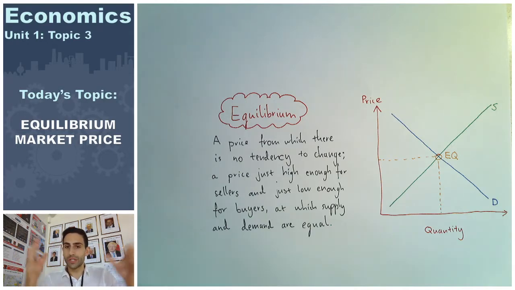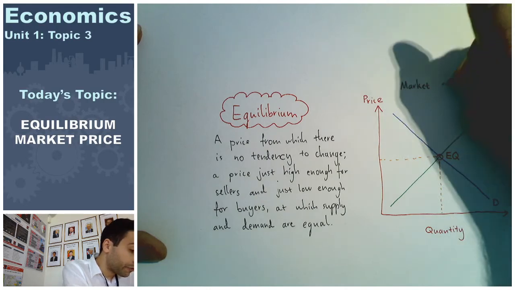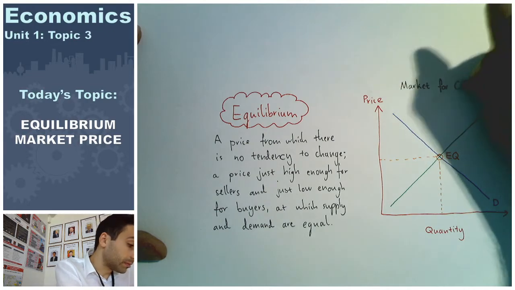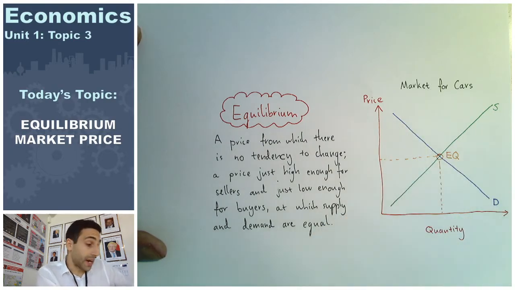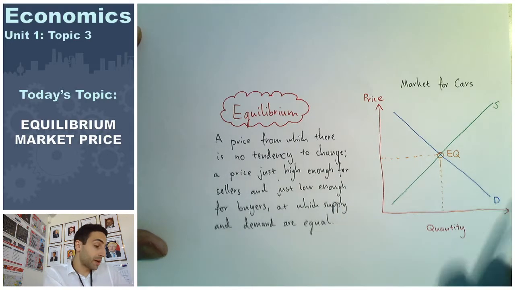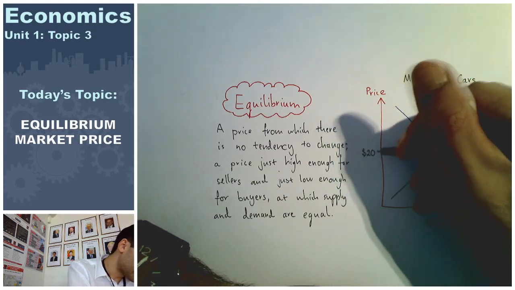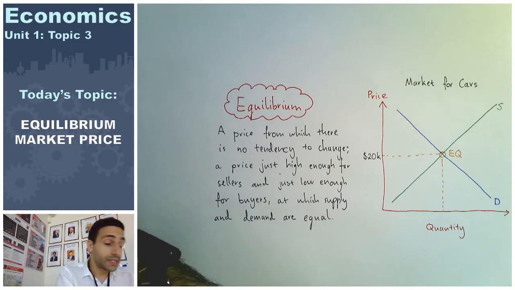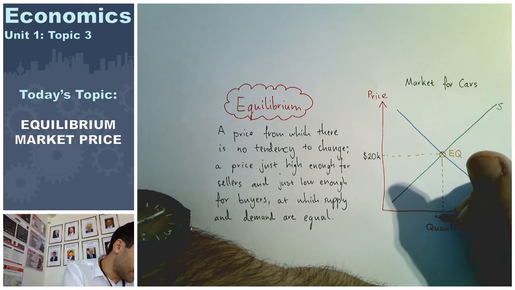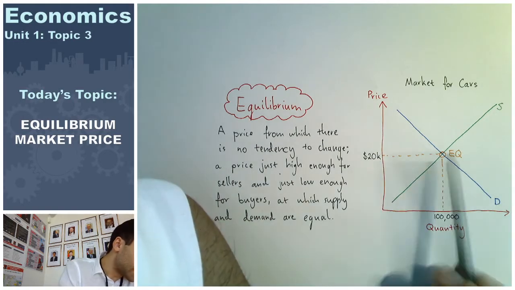Now let's use an example just to get our heads around this 100%. Let's say this is the market for cars. We can call this model a market because it represents buyers and sellers interacting. So we can call this a market from now on. The product is cars. Now, let's say that the price of cars is hypothetically $20,000. It's $20,000 for a new car. At that price, the quantity demanded and the quantity supplied is going to be 100,000 cars. 100,000 cars will be supplied to the marketplace and 100,000 cars will be purchased. That's what we can see here at equilibrium.